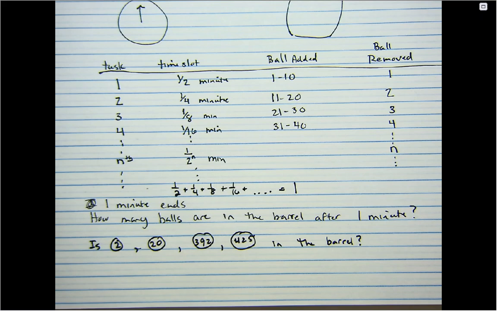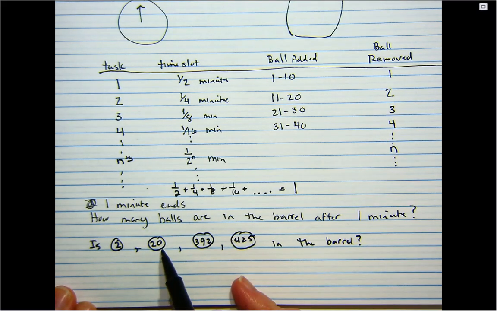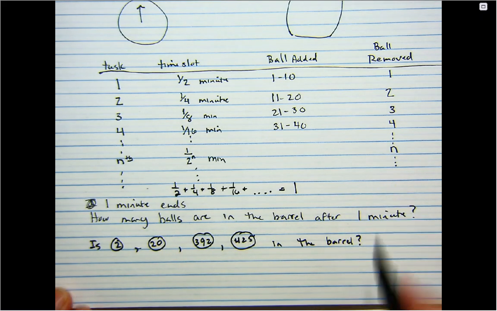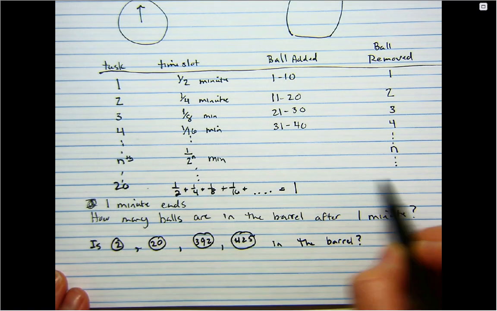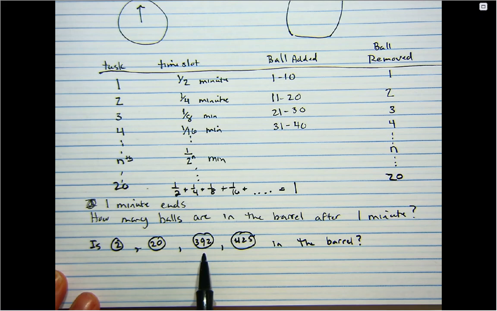Well, I see you're working it out, and that is excellent. So is ball number 2 in the barrel? No, it's gone. Is ball 20 in the barrel? Yes. Oh, it would have got gone on the 20th task, right? Yeah. So that's where ball 20 got taken out. How about ball 392? It got taken out too in the 392nd task. Ball 425 got taken out when? On the 425th task. There's none in the barrel.